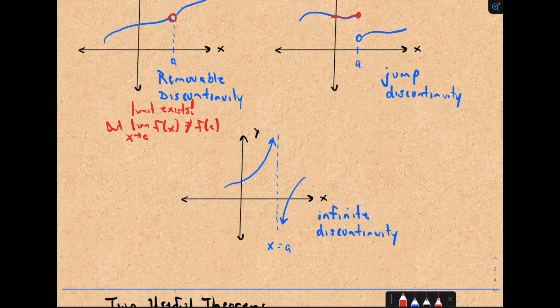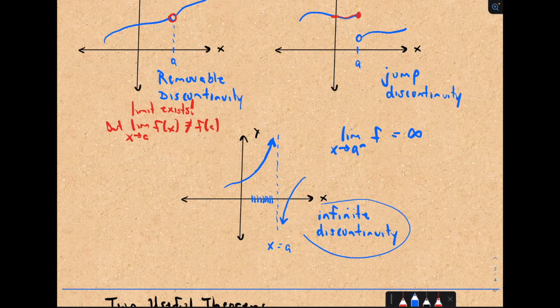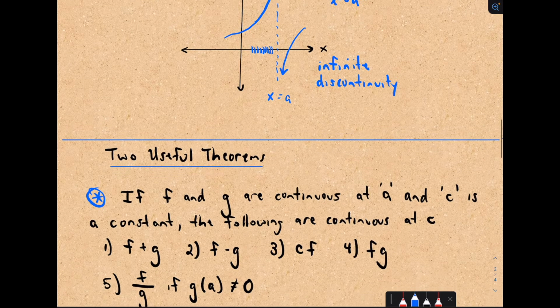The other type of discontinuity is an infinite discontinuity. It doesn't always have to be this way, but in my example, as I approach a from the left, my y values get bigger, bigger, bigger, so I'm getting positive infinity. So I already know I've got an infinite discontinuity based on that. It could have gone to negative infinity, and the same thing on the right. It could have gone to positive or negative infinity. But if you see a limit going to infinity, you know you've got an infinite discontinuity.